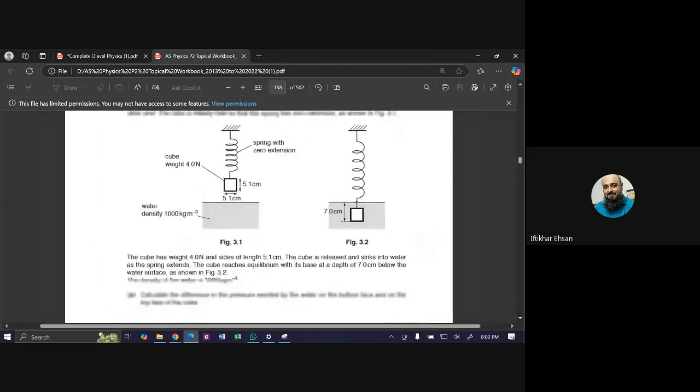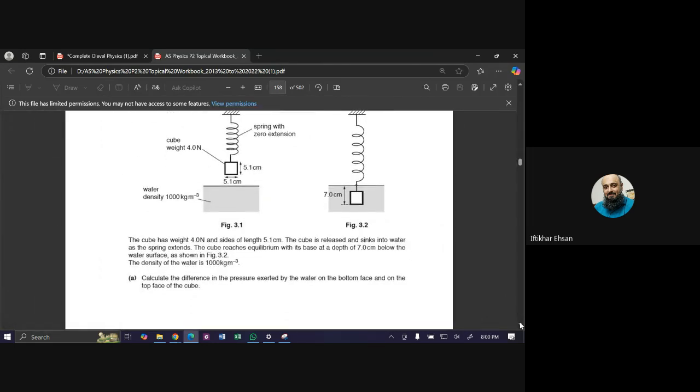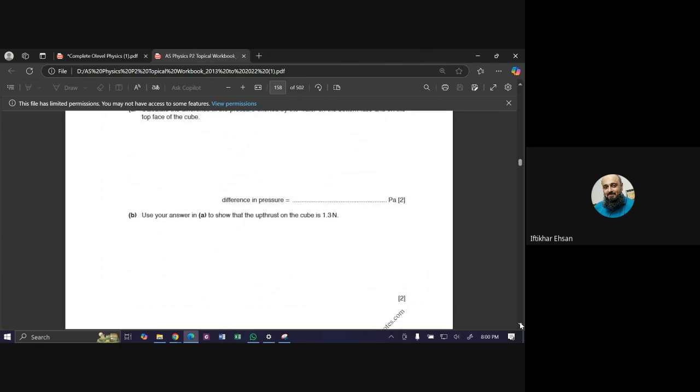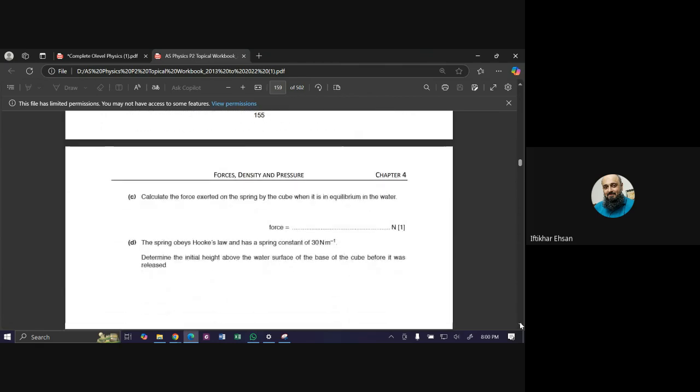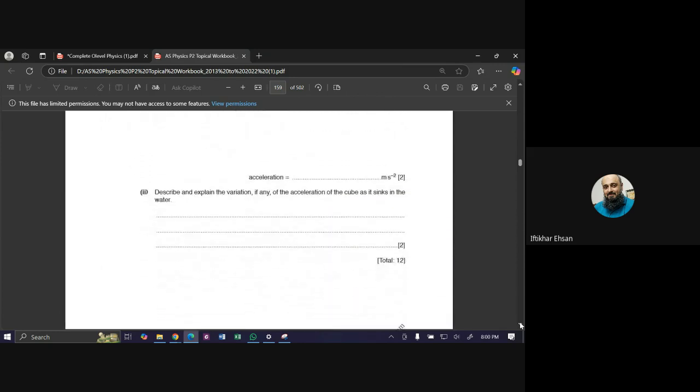Okay, so let us move on. Describe and explain the variation of the acceleration of the cube as it sinks in the water. Beta, when it will be sinking, another force other than upthrust and weight will be acting on it. Can you mention? Drag. Drag, water friction, that will oppose the motion. And the forces which oppose the motion, they always decrease the acceleration first, right?